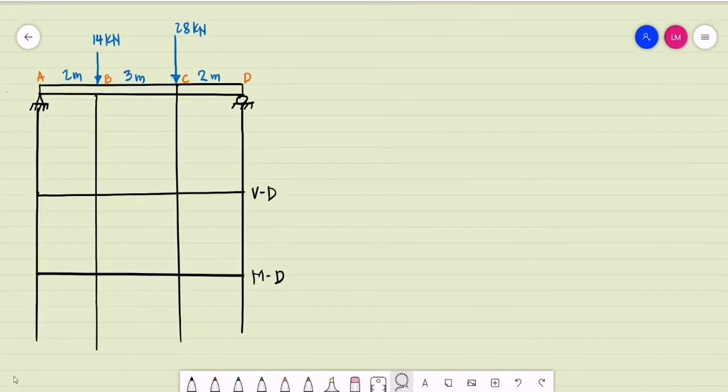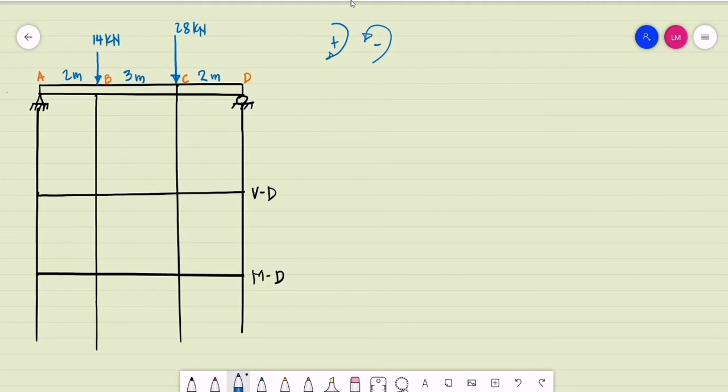Okay, so let's have an example. For example, we have this beam loaded as shown. We are required to draw the detailed shear diagram and the moment diagram. For this example, I'll be using a sign convention where clockwise moments are positive, and counterclockwise moments will be negative. You may use the opposite sign convention, that's fine as long as you are consistent with your sign convention.